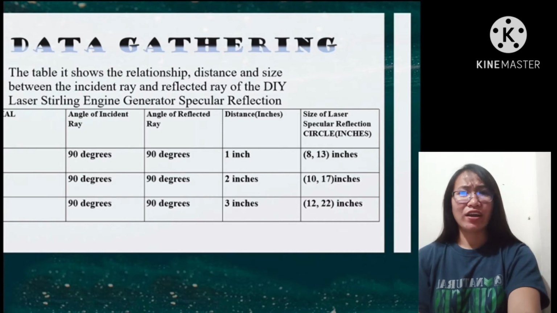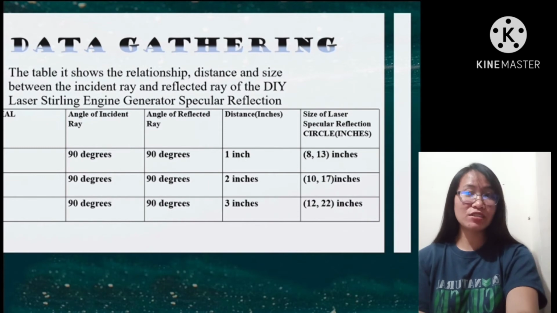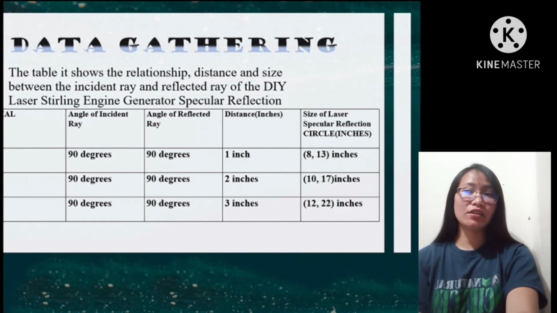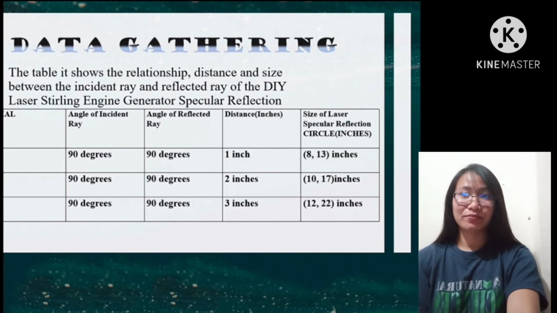However, in the third trial, there are still the same angles between the incident ray and the reflected ray, yet the distance we adjusted to 3 inches from the source of light. And when it strikes the surface of the CD tape, the size of the laser specular reflection produces 12 inches at the first level of circle, and the second one 22 inches, produced by the reflecting light.